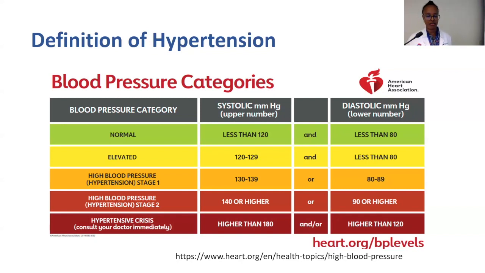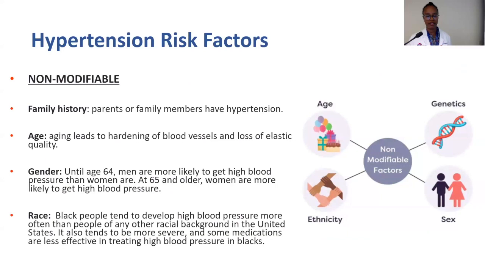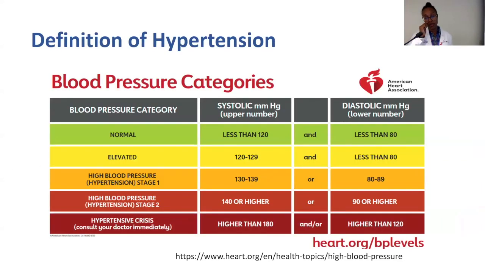So this basically gives a rough outline of the categories that we use when we're diagnosing patients with hypertension. And I would like to make a note. It's actually about a decade.